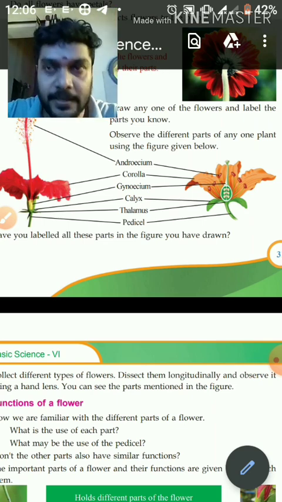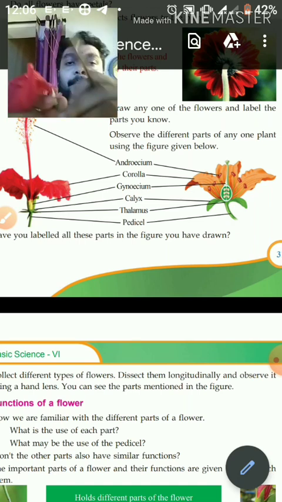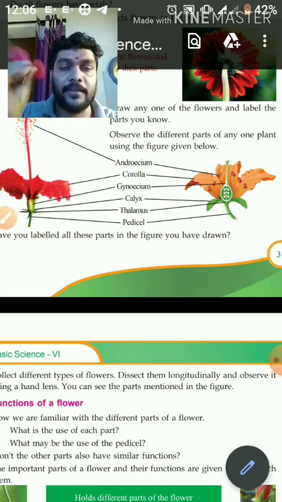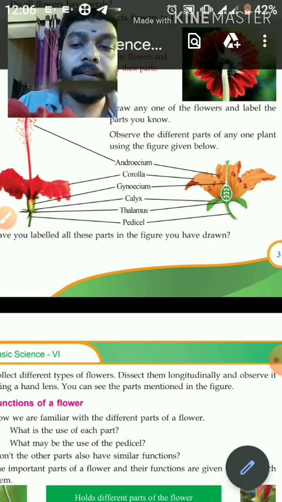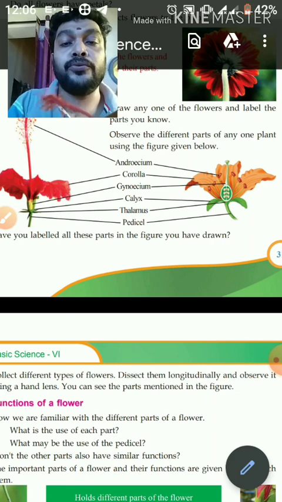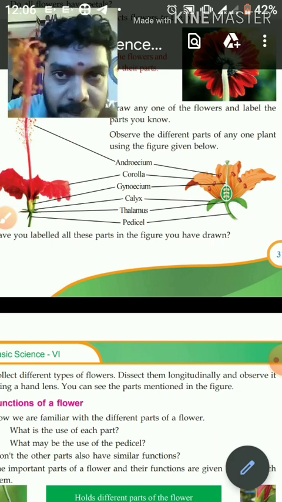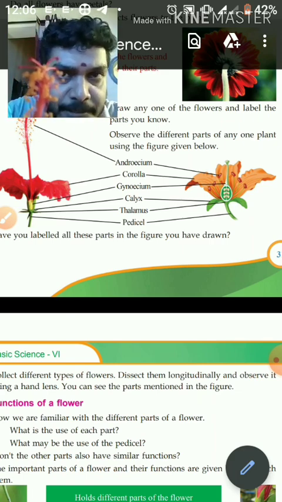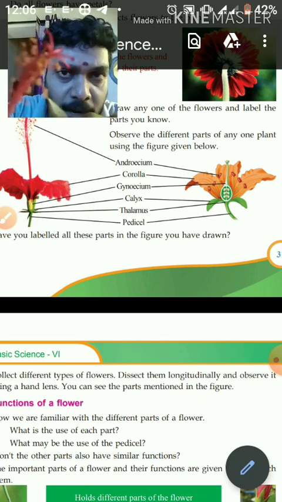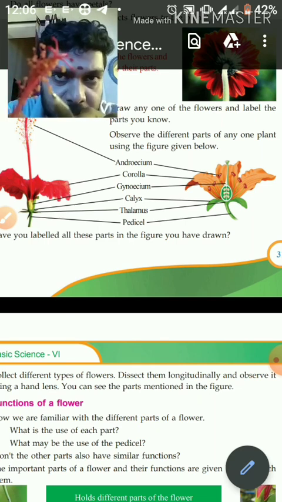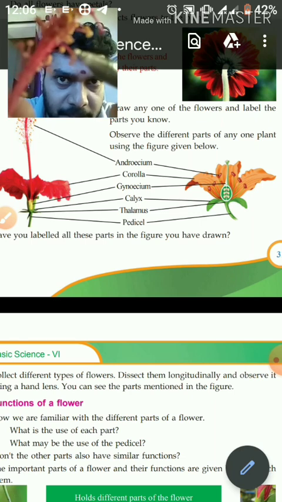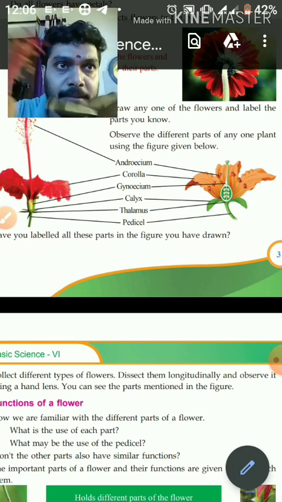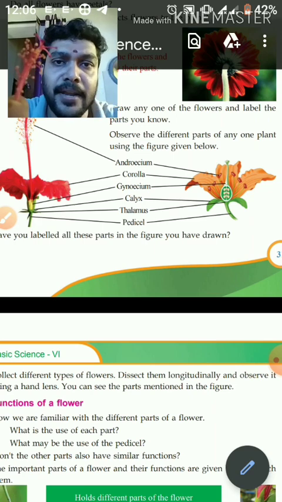Okay, next part of the flower. Now I am telling about the reproductive part. Flower is the reproductive organ. Then listen. First I will show you androecium, very carefully. This androecium is the yellow part seen here. Can you see the yellow part? This part is called androecium. It is composed of anther and filament.